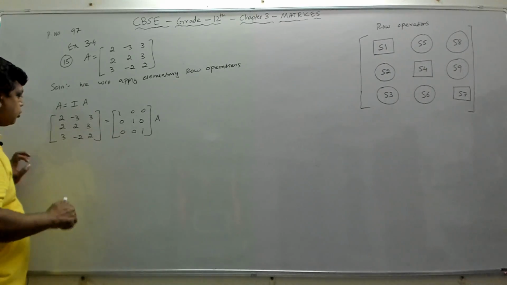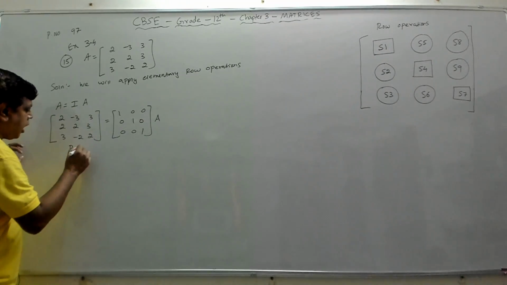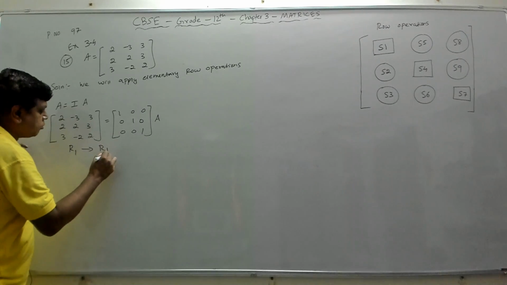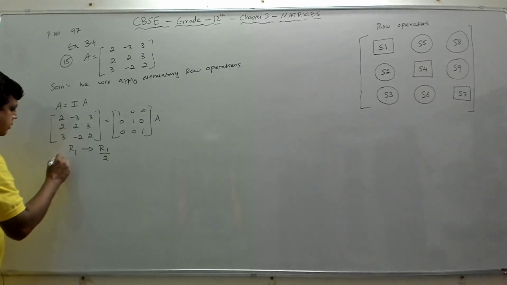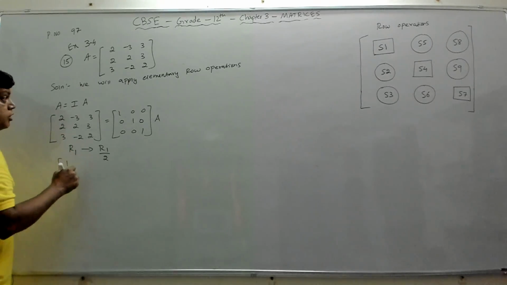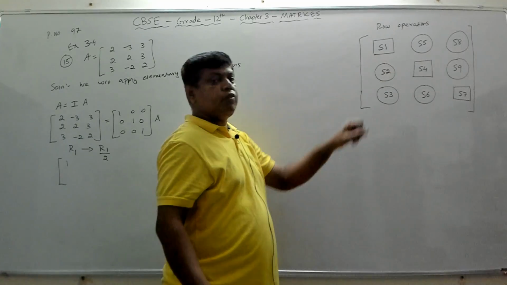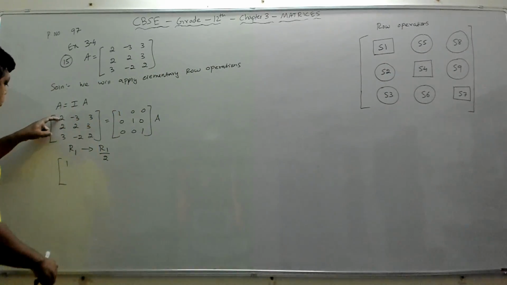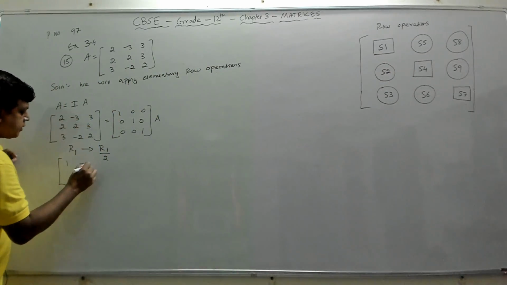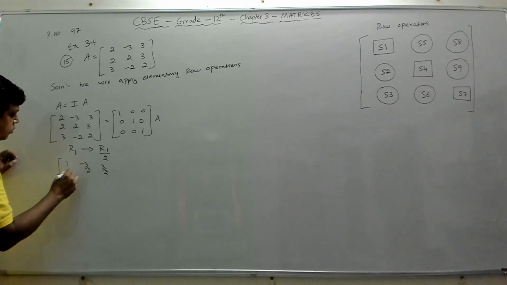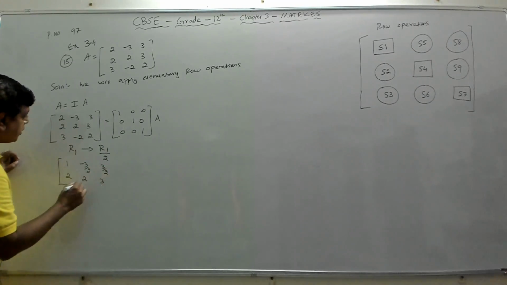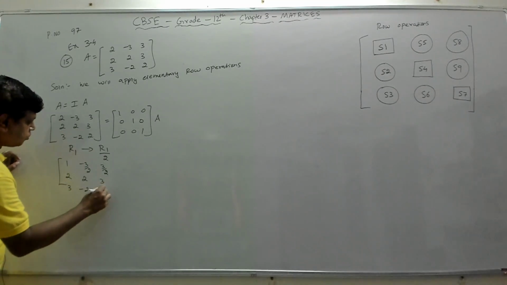So I am going to apply this operation: R1 implies R1 by 2. Each element of R1 I am going to divide by 2. If you do that, this will become 1, so we achieved this, because 2 by 2 is 1. Then this will become minus 3 by 2, and this will become 3 by 2. The other two rows have no change: 2, 2, 3 and 3, minus 2, 2.